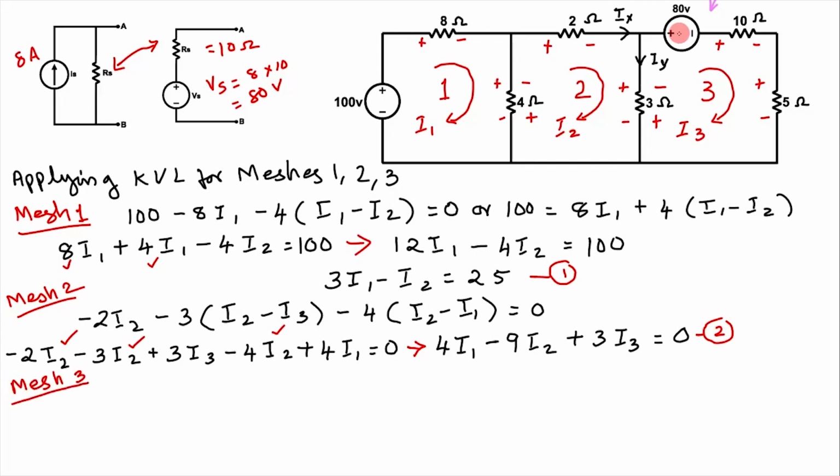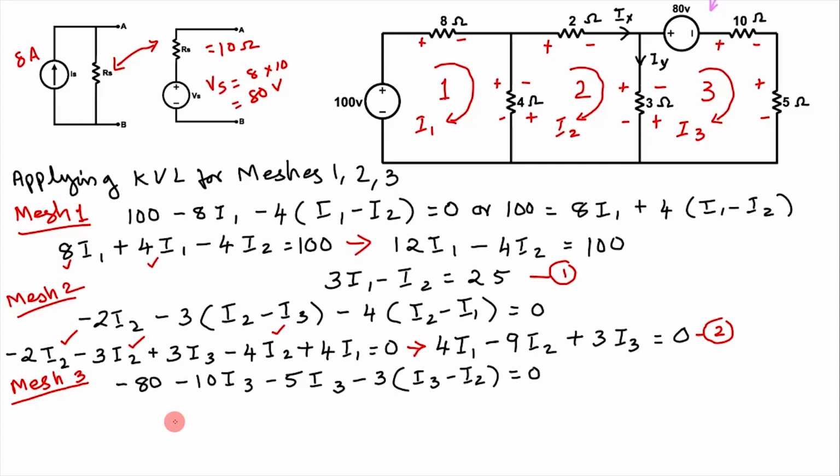Similarly for mesh 3, as in the 80 volt source, the mesh current is from plus to minus, so there is a fall in voltage. So we will write minus 80, then the voltage drop in 10 ohm is plus to minus, minus 10 I3. Then here also the voltage drop is minus 5 into I3. Then here plus to minus, so minus 3 in 3 ohm. I3 is going upwards, clockwise direction, while I2 is in the opposite direction. So the current in 3 ohm is the difference between I2 and I3. As we are in loop 3, we will write I3 first, minus I2, which is equal to 0.